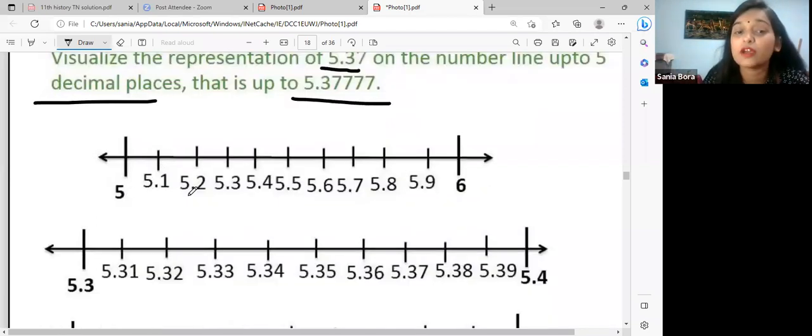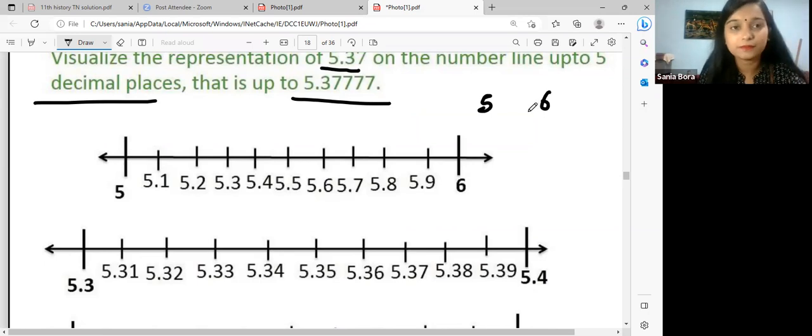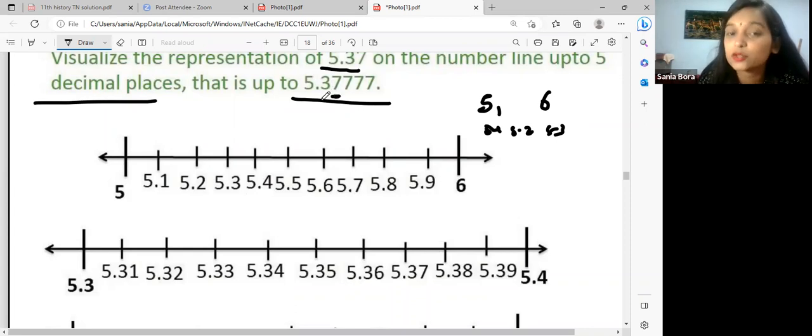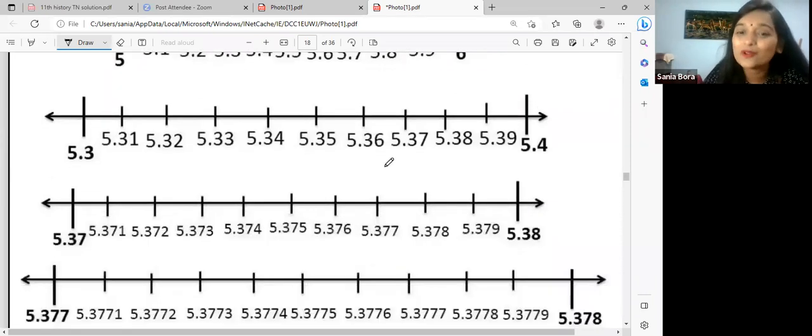Of course, it is 5.1, 5.2, 5.3, 5 point this. The very first thing, you have to find the whole number. You got to know that it is between 5 and 6. Then you will put 5.1, 5.2, 5.3 like this. Then this is 5.37, which will lie between 5.3 and 5.4. So you will again expand it: 5.31, 5.32, 5.33, 5.34, 35, 36, 37. Again, you got to know that this will lie between 5.37 and 5.38. So again you will expand it: 5.371, 5.372. And then you got to know that this will lie between 5.377 and 5.378.